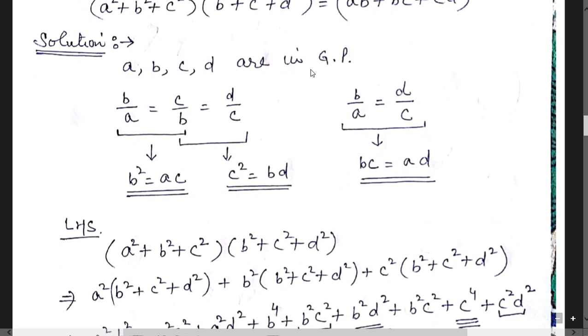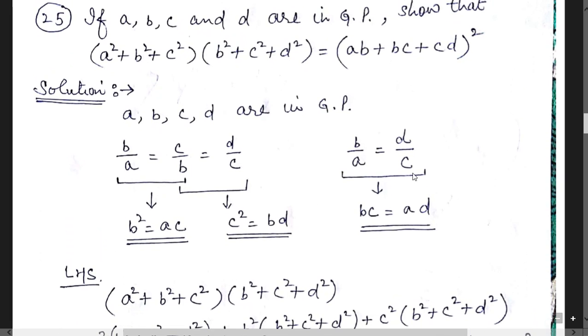If A, B, C, D are in GP, then you can write B over A is equal to C over B is equal to D over C. Suppose I equate first and second, then I can find B square is equal to AC. And what about second and third? I can write C square is equal to BD. And what about first and third? I can write BC is equal to AD. These equations can be used while I solve this statement.